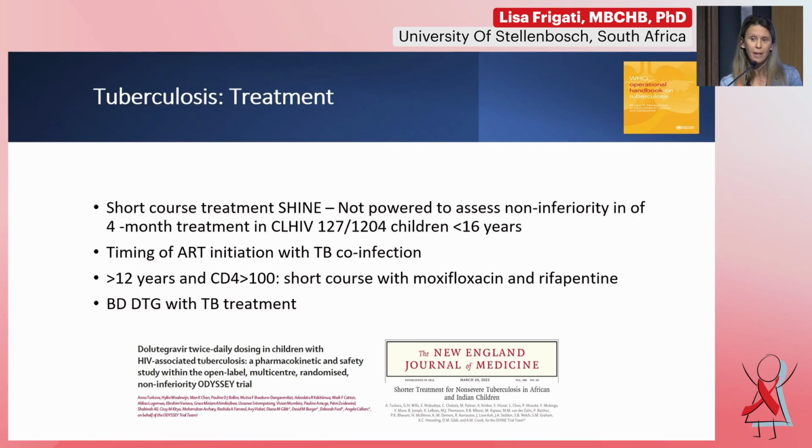In terms of treatment, there have been two great studies led by Anna Tukova. One shows that we can now use 4 months of TB treatment instead of 6 months. However, this study had few HIV-positive children and wasn't powered to look at HIV-positive children. WHO has also included more details about the timing of ART initiation in children with TB co-infection. However, this is still predominantly based on expert opinion. In those with HIV who are more than 12 with a higher CD4 count, we can now use short-course moxifloxacin and rifapentine, and we've shown that it's safe to use BD dolutegravir in children on TB treatment.